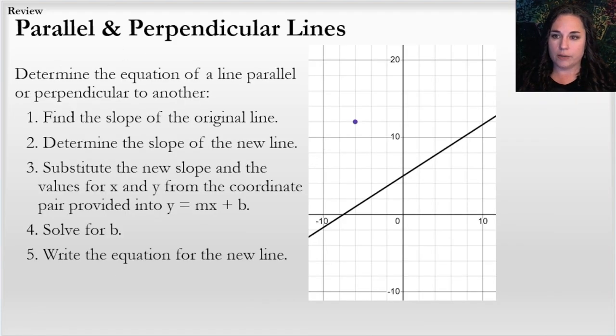We're looking at a problem. I'm preparing you for a problem here where you're finding the line parallel or perpendicular to another line with a point going through it. So you can see I identified a point here. All right. This point seems to be, each one of these is 2. So this point seems to be negative 6, comma, what is that? 12. Okay. And what they want to do is determine the equation of the line parallel or perpendicular to another.